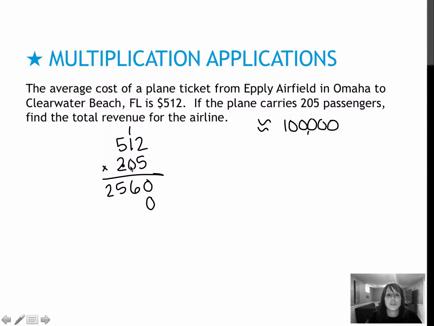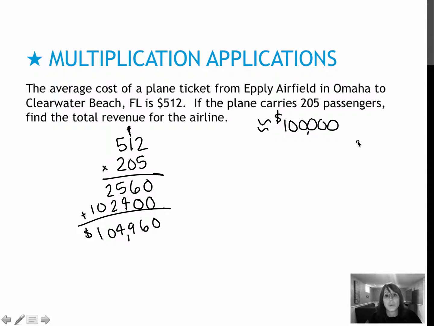I'm going to go straight to the 2 because I know that this would give me only zeros. But the 2, remember, is actually 200, so I need 2 zeros as placeholders. And then 2 times 2 is 4, 2 times 1 is 2, and 2 times 5 is 10, and I'm going to add those together. And so when I do that, notice I get an exact answer of $104,960. My estimation was about $100,000, so I feel like that is a pretty good estimation.